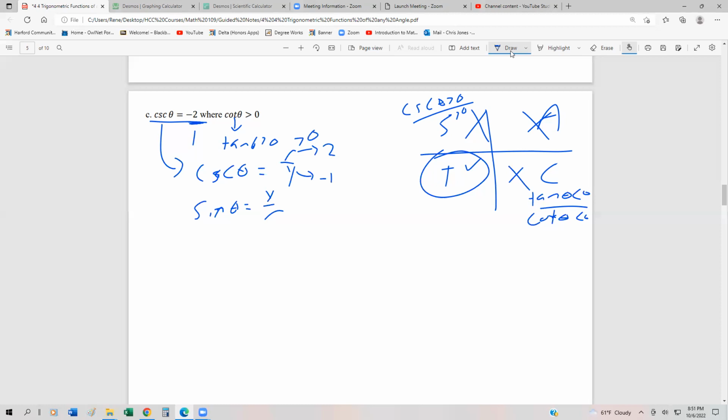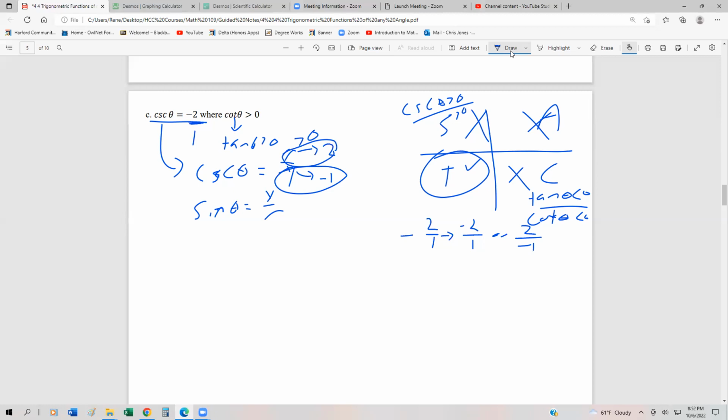And so the only ways that we can write -2 is if it's -2 over 1, or it would have to be 2 over -1. And remember, r has to be positive. All right, so r has to be +2 and y has to be -1. Now that also means that we need to figure out what x is going to be.